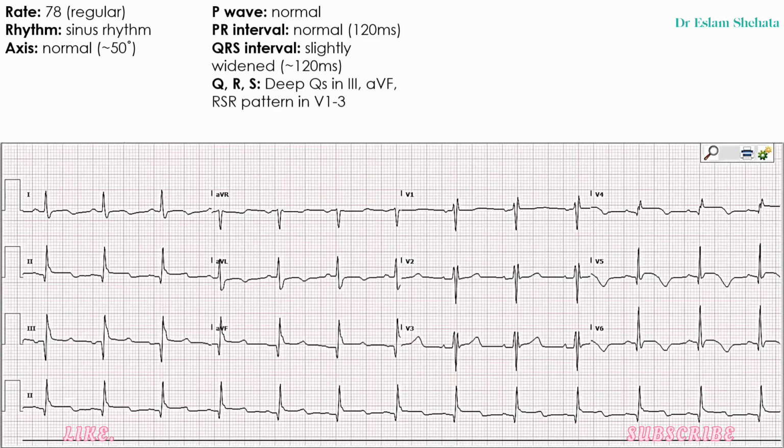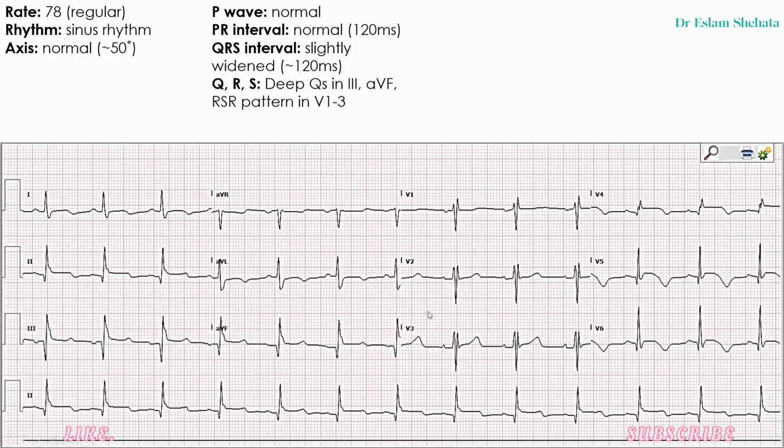The QRS interval, it's slightly widened. Okay, it's right on the borderline, right at 120 milliseconds, so it's borderline. Looking further at the QRS complex, we've got deep Q waves in lead 3 and slightly bigger than usual Q waves in leads 2 and AVF as well. So our inferior leads have abnormal Q waves.